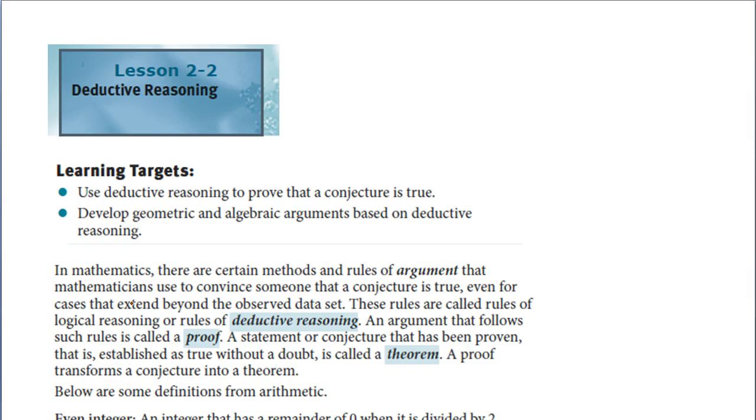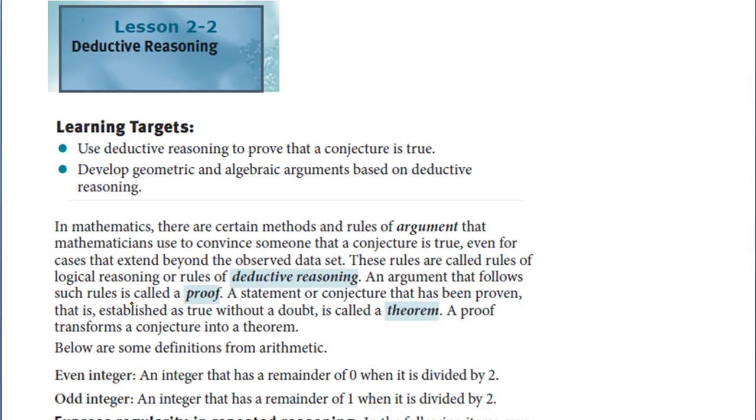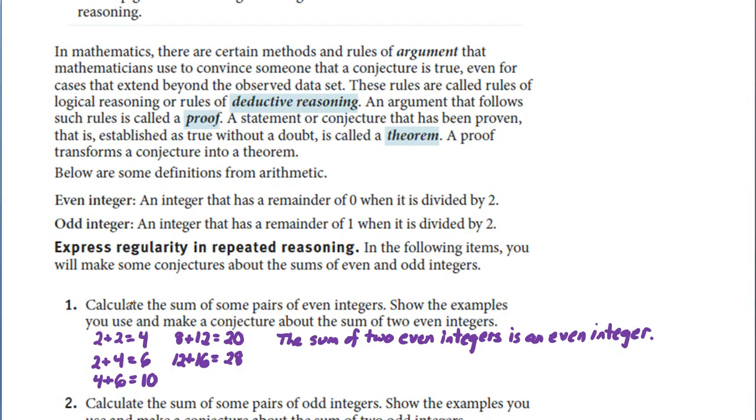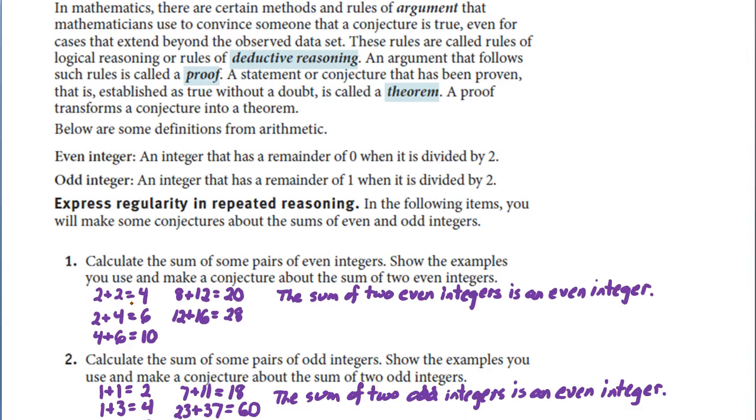Deductive reasoning is when you use rules of logical reasoning to create an argument. The argument that follows from using those rules is called a proof. A statement or conjecture that has been proven is called a theorem. And a proof transforms a conjecture into a theorem. In geometry class this year, a lot of our theorems will be about shapes. But to start off, let's discuss some theorems about numbers.